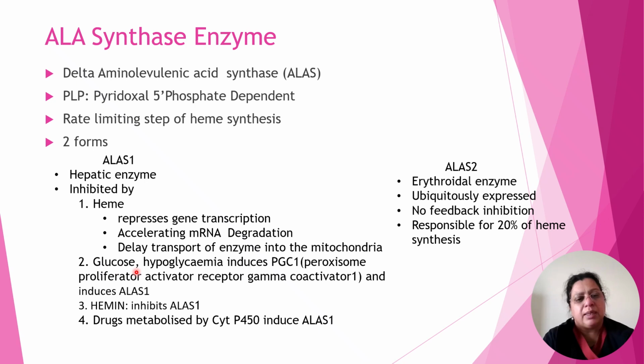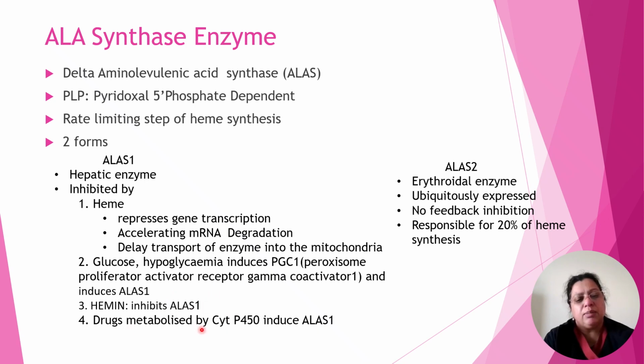Glucose, that indicates hyperglycemia, and hypoglycemia, they induce the peroxisome proliferator activator gamma receptor coactivator 1, and they induce ALAS1 synthesis. So it is inhibited by heme and induced by glucose or hypoglycemia both. Hemin, which is the iron in the ferric form, also inhibits ALAS1.